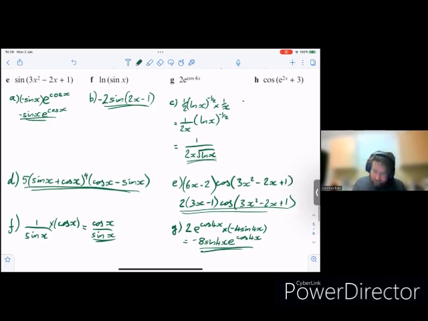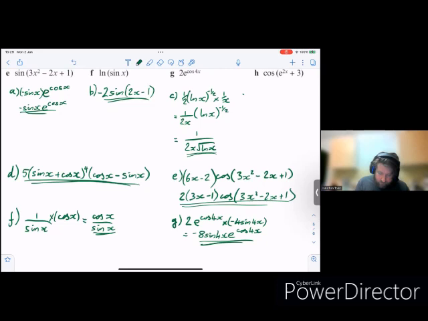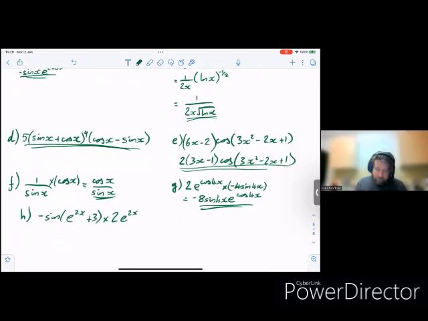And then H. Just treat it like it's cos x. So it becomes minus sine e to the 2x plus 3 multiplied by 2e to the 2x. Which again is actually fine, fully simplified, but I wrote the multiplication symbol, so let's write it again. Minus 2e to the 2x sine e to the 2x plus 3.